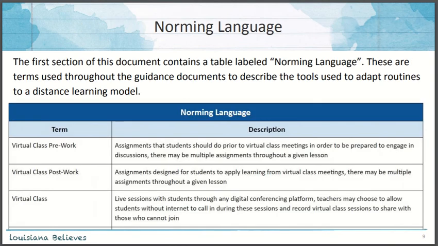Following the guidance overview is a table containing norming language for this guidance document. This introduces teachers to the ways in which OpenSciEd will be adapted to a remote learning environment, including specific ideas for addressing equitability for students without internet. Some of the work in each unit is designed to be done asynchronously before or after virtual classes, and some will be addressed in synchronous class meetings.